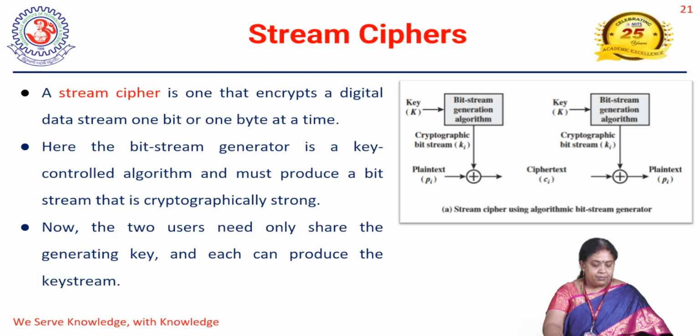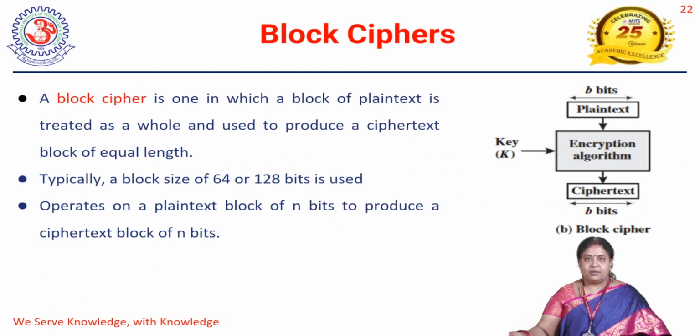Coming to the next one, that is called a block cipher. In a block cipher, we are going to consider a block of bits as the plain text, and the encryption and decryption algorithm is performed on this block of bits. That we call a block cipher. Is it clear? So the ciphers are divided into stream cipher and block cipher, based on how we are going to perform the encryption.